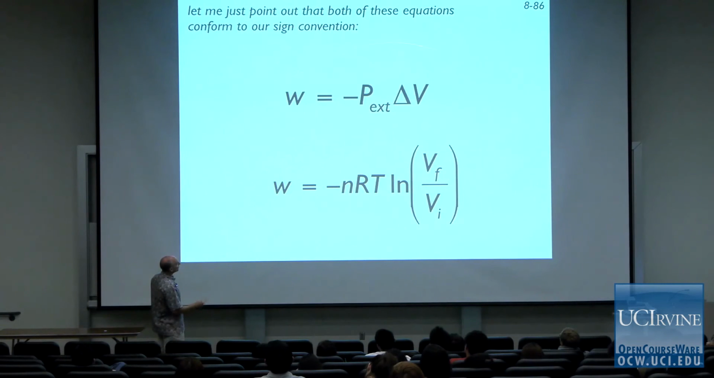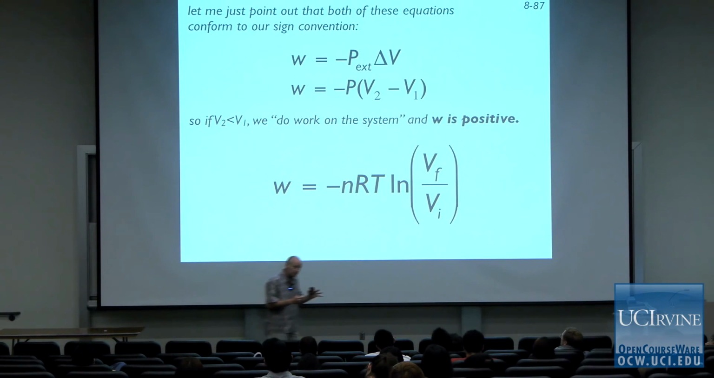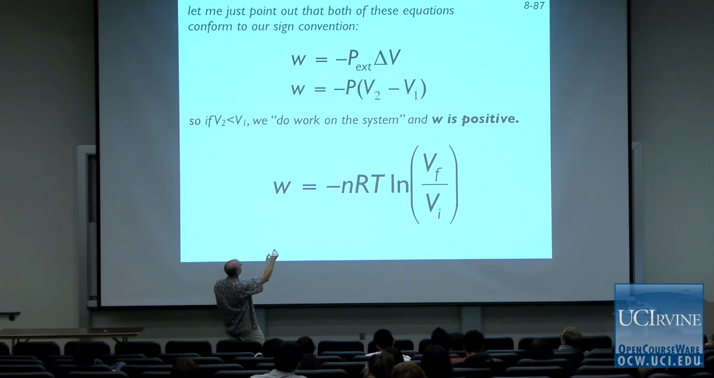But now we got this equation for work. Do they both agree in terms of this sign? Because we've got to pay attention to the sign. Well, I already mentioned that if the volume gets smaller, work is positive. You can see that that's true here, because if V2 is smaller than V1, then this is going to be negative. That'll cancel that negative sign, and I'm going to get a positive work.